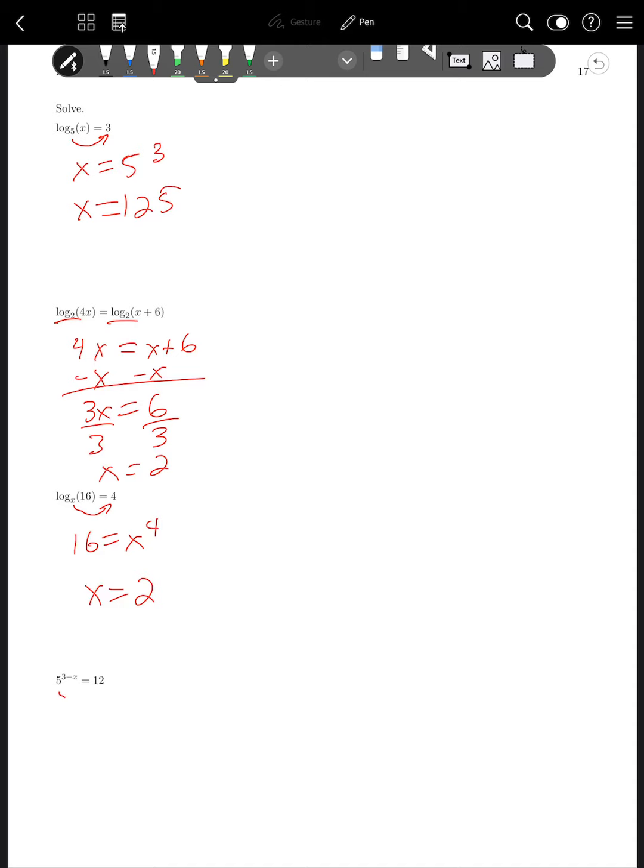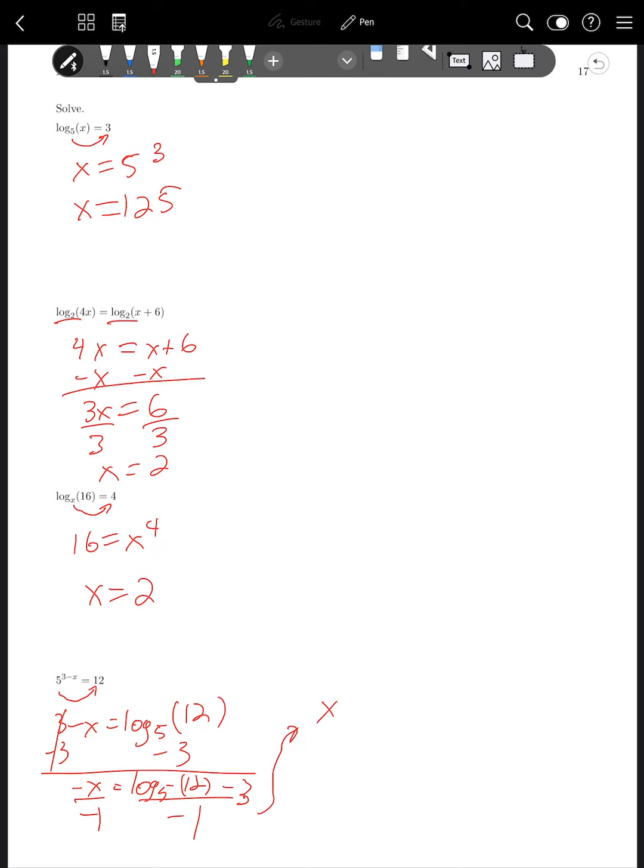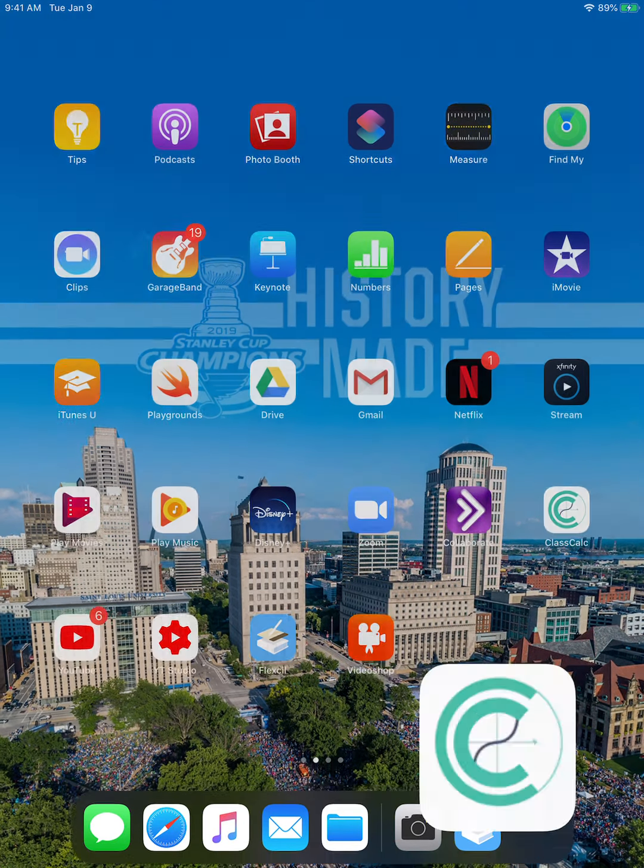And then this last one, move the 5 to the other side and make it the base of a logarithm. Then subtract 3. And then divide by -1. So we end up with x equals negative log base 5 of 12 plus 3. And then once again, if you wanted to, you could put that in your calculator to get an approximation.